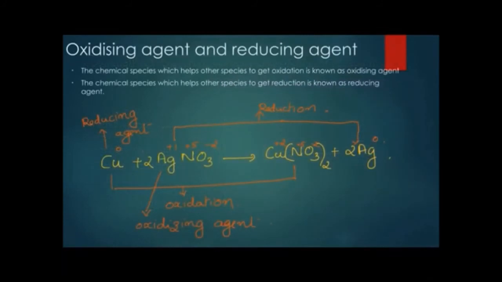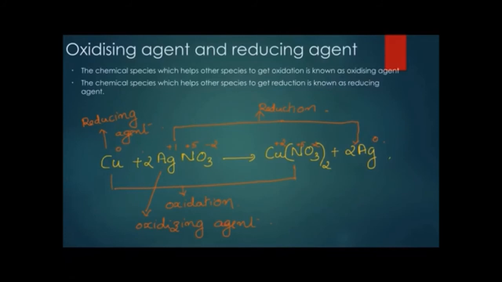In this reaction, copper reacted with silver nitrate, formed copper nitrate and silver. This is also a displacement reaction. So here, what happens to the copper atom? Copper atom got an increase in oxidation state. That's why copper undergoes oxidation. In silver nitrate, the oxidation state of silver was +1 and it converted to 0. So there is a reduction in the oxidation state of silver. So silver nitrate undergoes reduction.